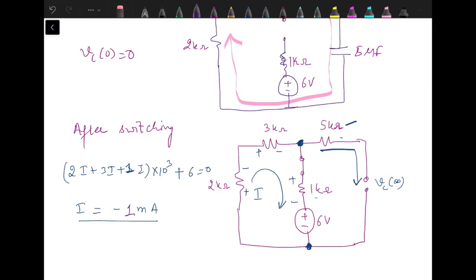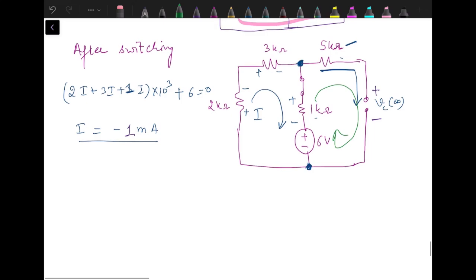To find the voltage across the capacitor, if this terminal is considered positive and this one negative, we can apply KVL in this open loop. So when we apply KVL in this open loop, starting from this, Vc infinity minus 6. Now since the negative sign is coming first, I am writing minus 1 into 10 raised to power 3 into the current value, we can write I equal to 0.